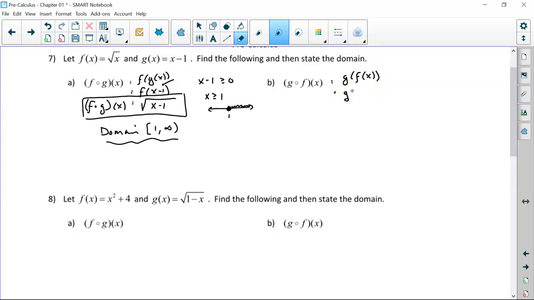So the function g at, instead of x, f of x, the square root of x. So the function g is x minus 1, so it's the square root of x minus 1. And that's it. That's all we can do. There's g of f of x.